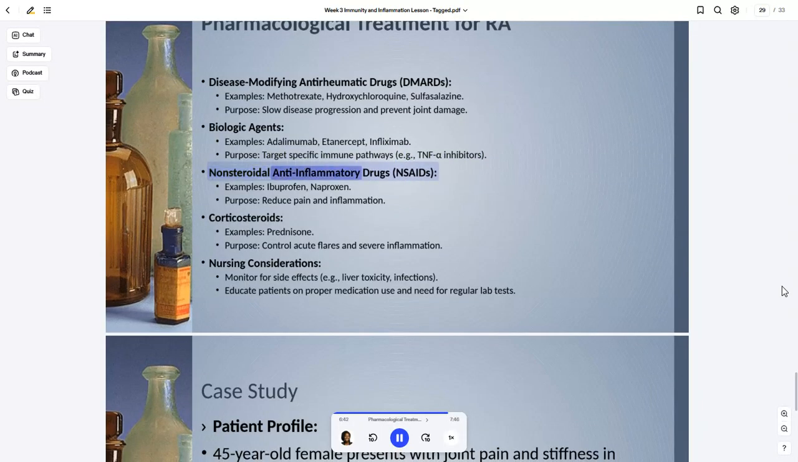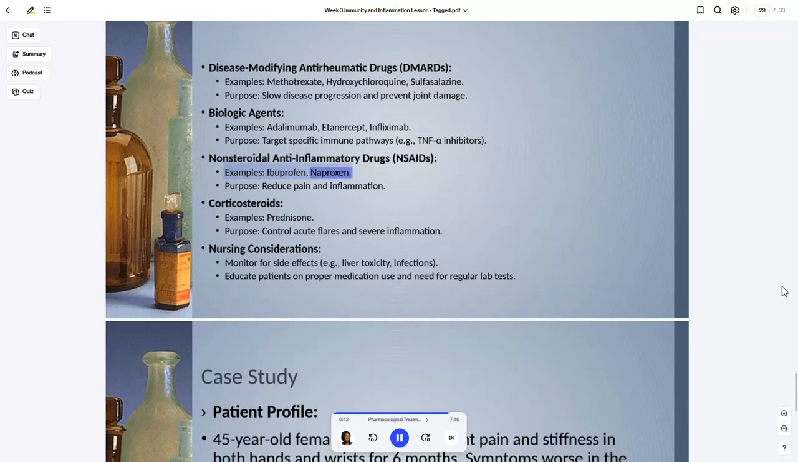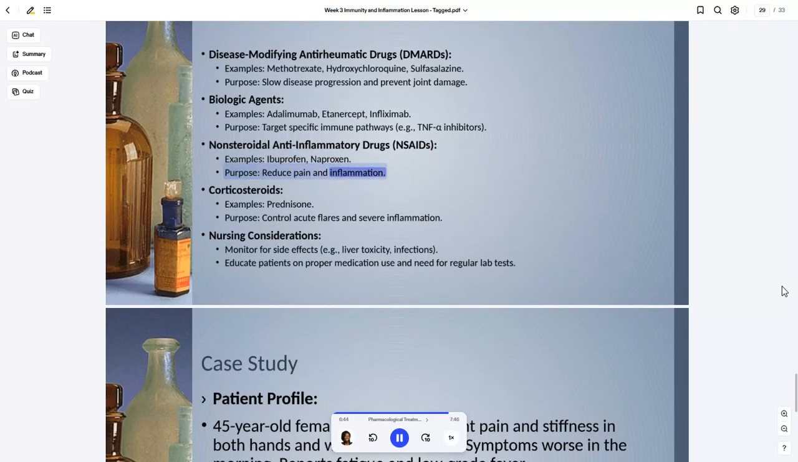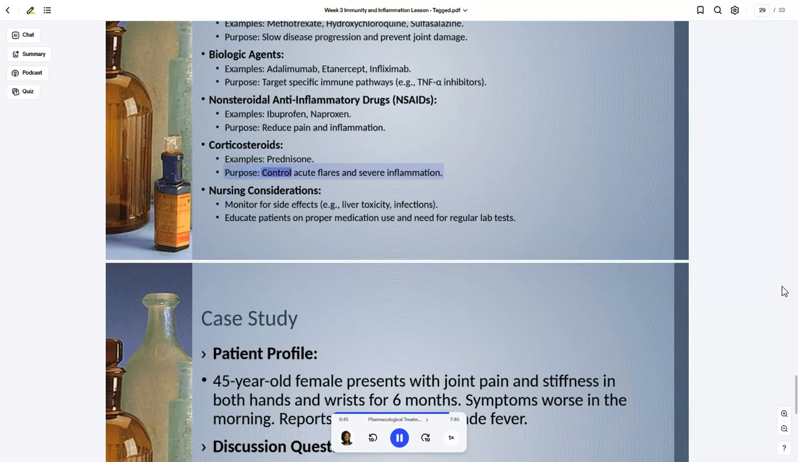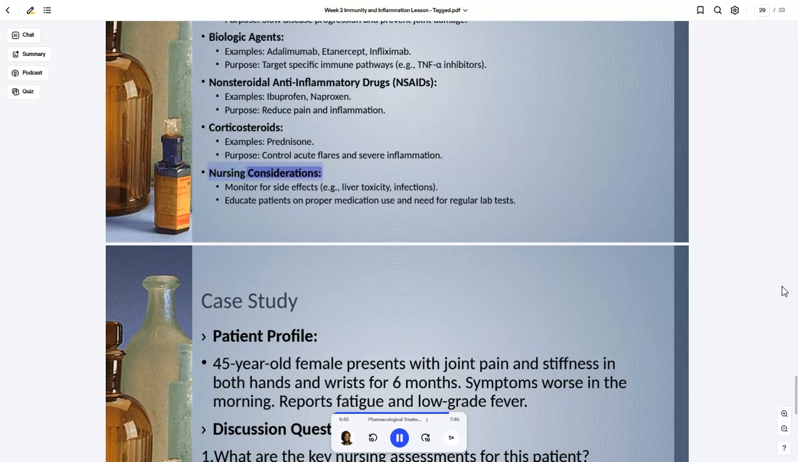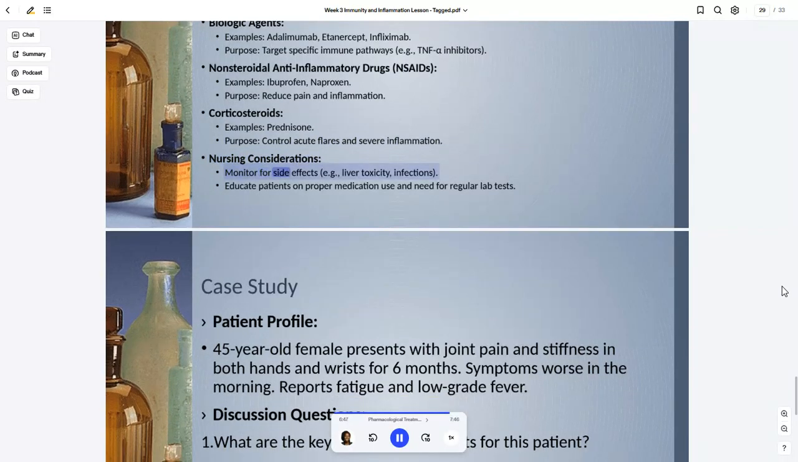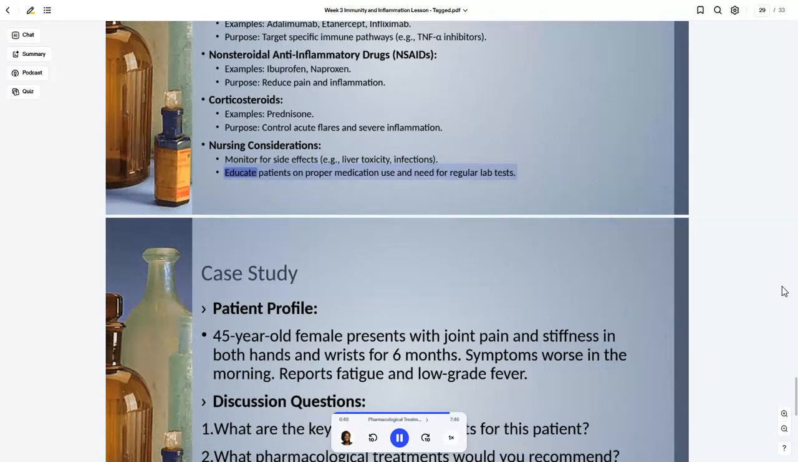Non-steroidal anti-inflammatory drugs, NSAIDs. Examples: ibuprofen, naproxen. Purpose: reduce pain and inflammation. Corticosteroids. Examples: prednisone. Purpose: control acute flares and severe inflammation. Nursing considerations: monitor for side effects, for example, liver toxicity, infections. Educate patients on proper medication use and need for regular lab tests.